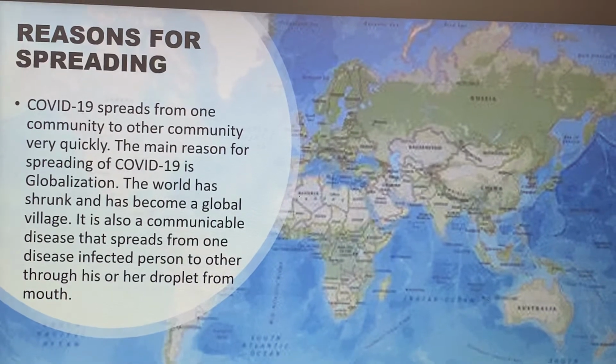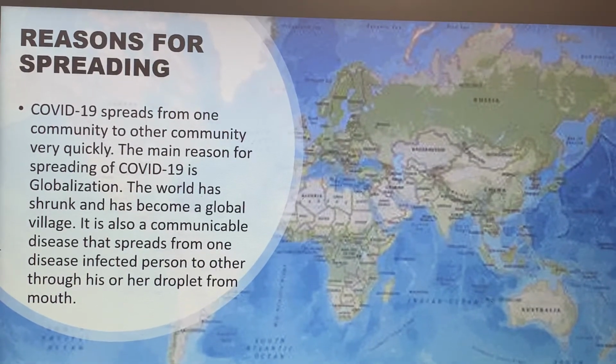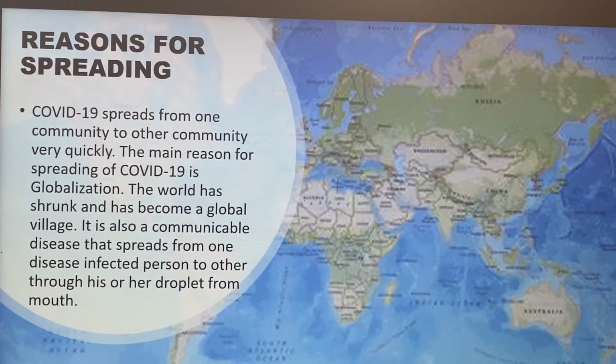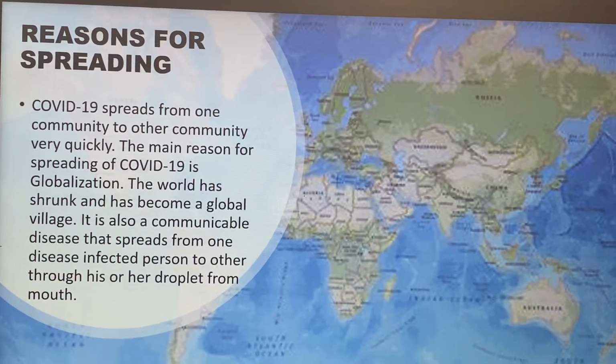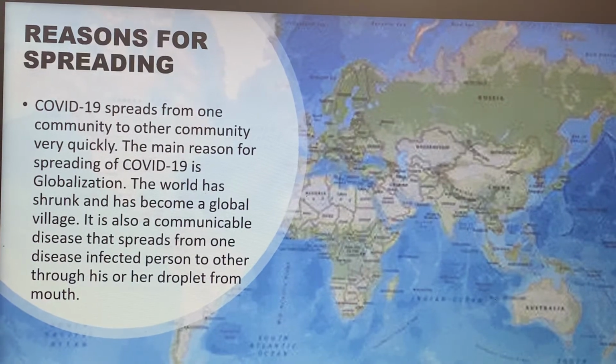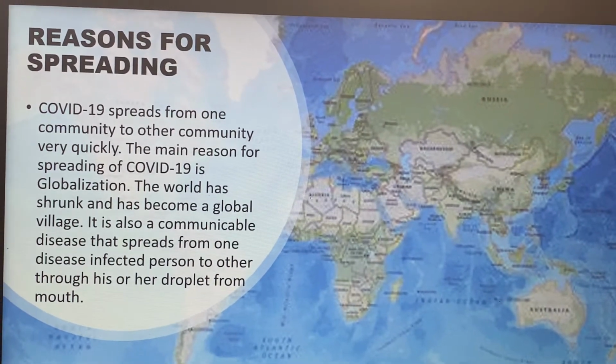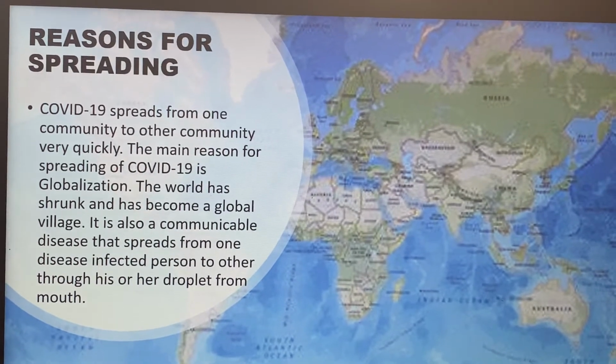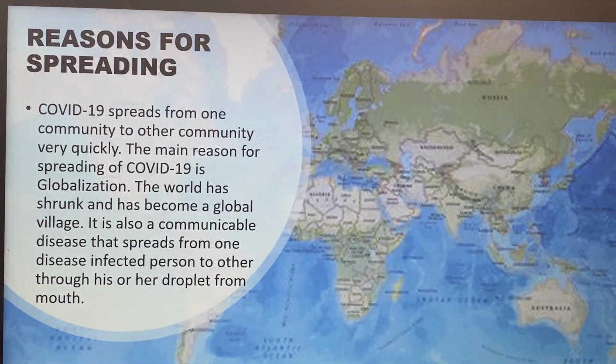Reasons for spreading. COVID-19 spreads from one community to another community very quickly. The main reason for the spreading of COVID-19 is globalization. The world has shrunk and has become a global village. It is also a communicable disease that can spread from one infected person to another through his or her droplets from the mouth.